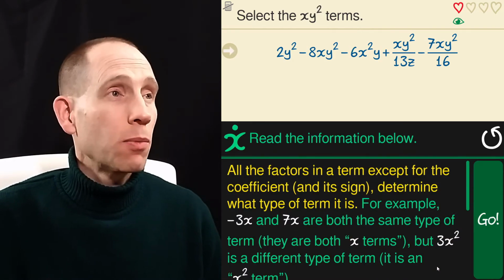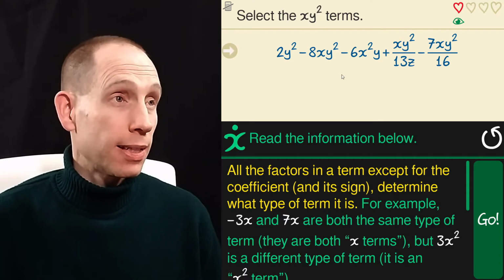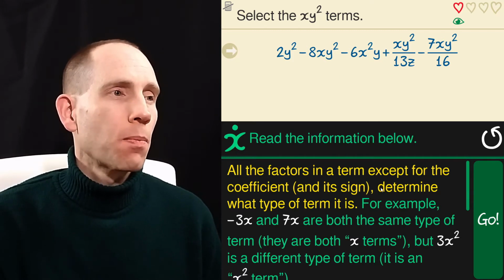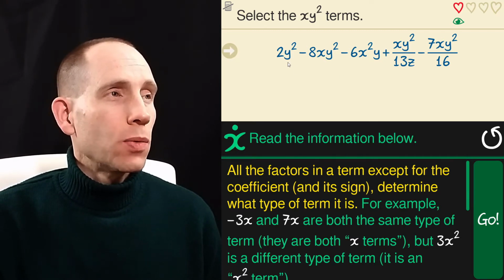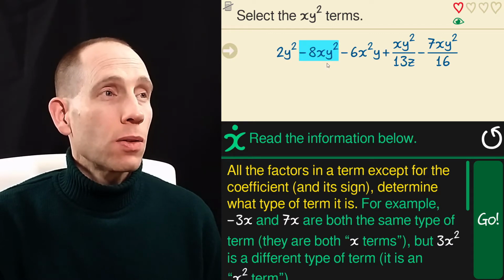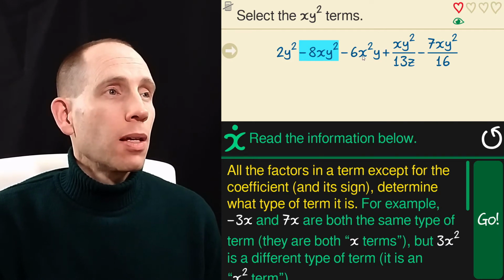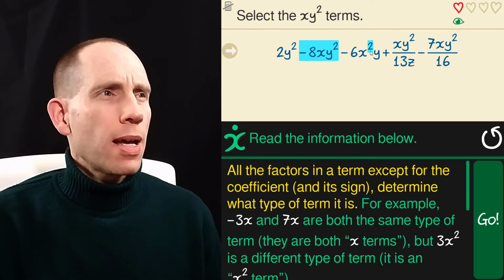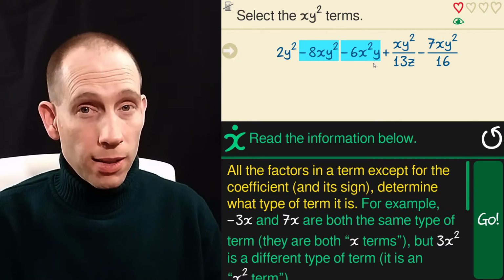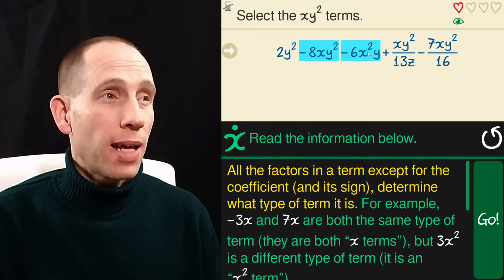Okay, so similar idea again, we need to spot the xy squared terms. So look carefully at this now. Which of these terms are xy squared terms? So this is a 2y squared term. This one is a minus 8xy squared term, so that's an xy squared term, we can have that one. This one is an x squared y term, which is different to an xy squared term. Notice the difference there. We want the ones where the y is being squared, not where the x is being squared.